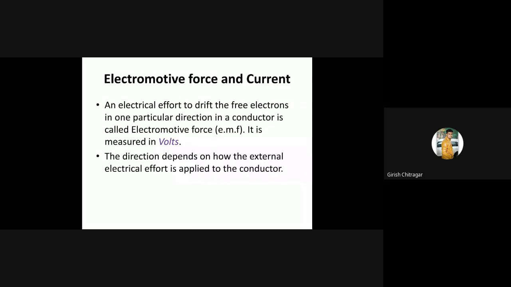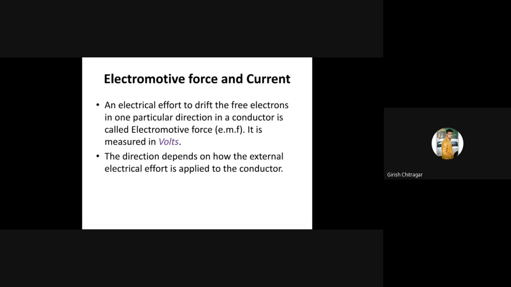So this EMF is the effort that is required to drift or pull the free electrons in one specific direction in a conductor. Now how does this happen? This electrical effort can happen by externally putting an electrical cell in charge. First of all, this EMF, electromotive force, is measured in volts. Its unit is volt. The unit of electromotive force, EMF, is volt, same as voltage.